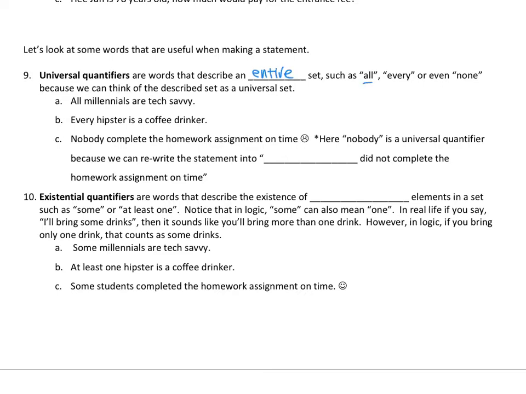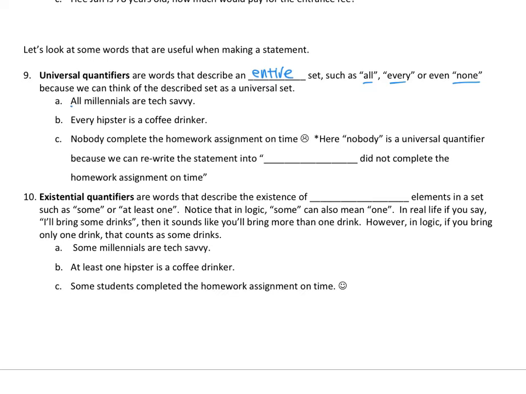Such as all, every, or sometimes none, right? Because we can think of the described set as a universal set. So that contains every student who is taking this class, every student who is going to PCC, all students who are going to PCC, right? Or I can say none of the students are going to PCC. So think about people who are not going to PCC. All the people who are not going to PCC, they'll be like none, right? So none can also work as a universal quantifier because none refers to everyone who's not doing something, right? So these are some examples.